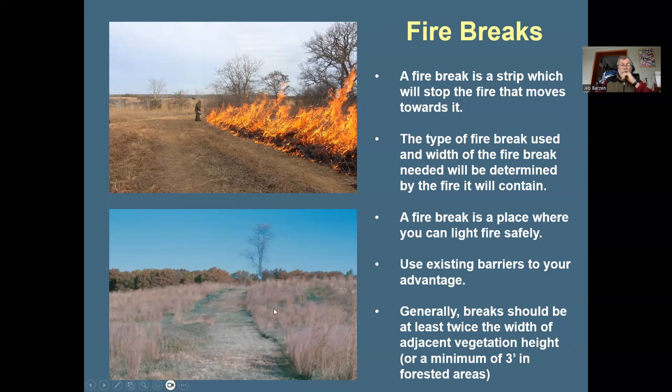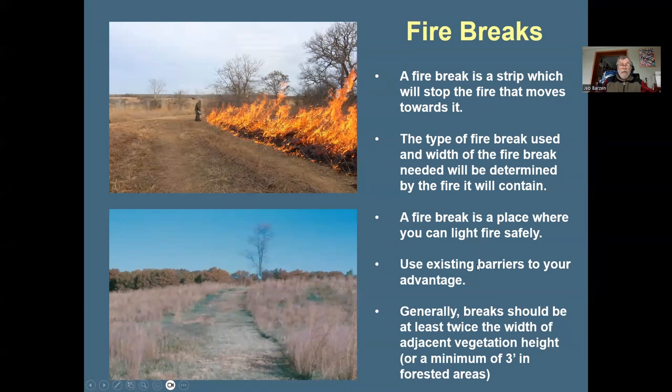Generally, a fire break should be 2 to 3 times the height of the vegetation that's adjacent to it. So this is little blue stem, and you want to be 3 times the width of that little blue stem to make sure embers from a backing fire are not able to blow across it.